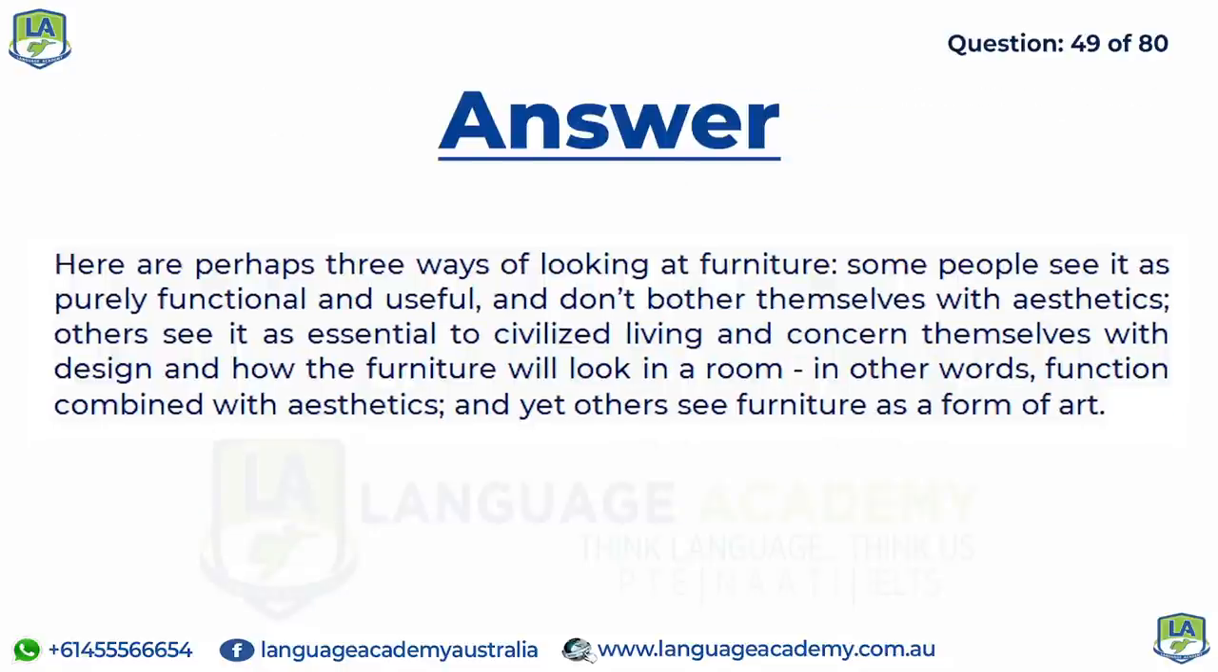Here are perhaps three ways of looking at furniture. Some people see it as purely functional and useful, and don't bother themselves with aesthetics. Others see it as essential to civilized living and concern themselves with design and how the furniture will look in a room, in other words, function combined with aesthetics, and yet others see furniture as a form of art.